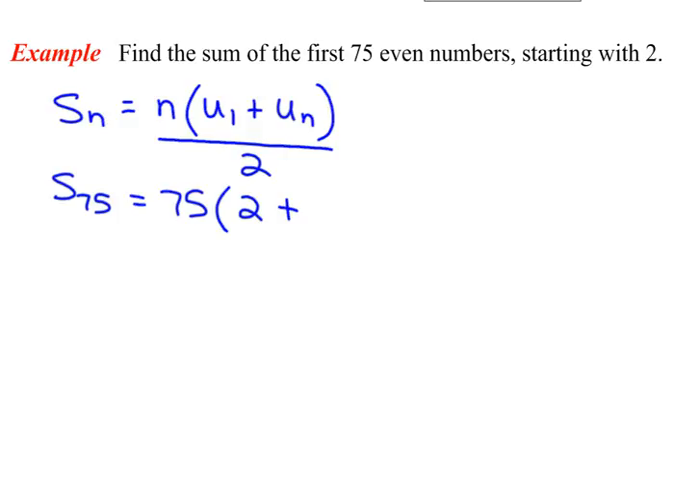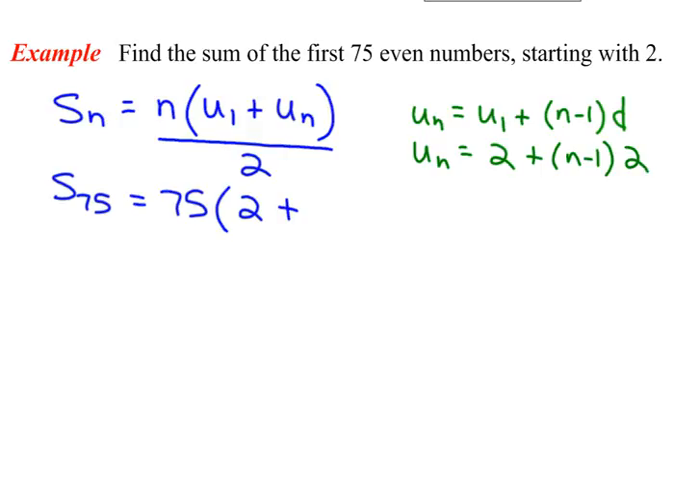So if I think of this as an arithmetic sequence, u sub n equals u sub 1 plus n minus 1 times the common difference. If you remember, this is our explicit formula for an arithmetic sequence. Now, since I'm dealing with even numbers, and the first number is a 2, and I'm going to add on 2 every time, this is my explicit formula.